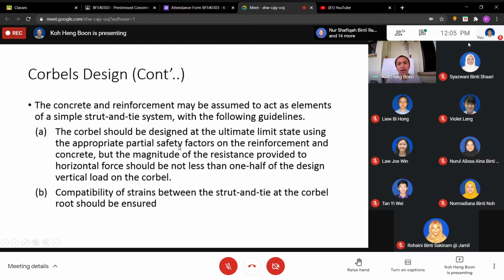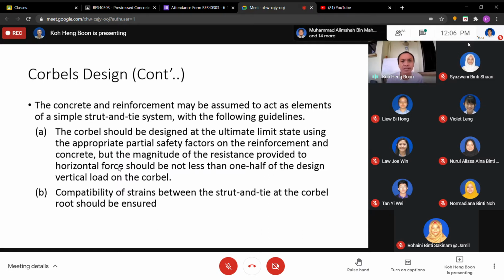The strut and tie: the corbel should be designed at the ULS, ultimate limit state, using the appropriate partial safety factor on the reinforcement and concrete. So that means the material gamma m we have to use. This is similar to normal reinforced concrete. But the magnitude of the resistance provided to horizontal force, which is the T, should be not less than 1/2 of the design vertical load of the corbel.